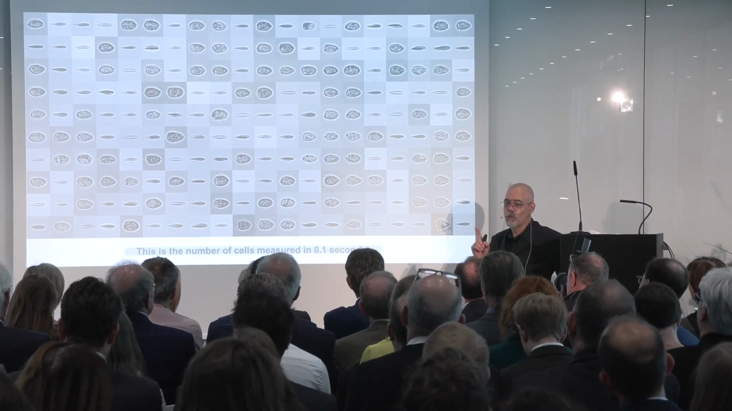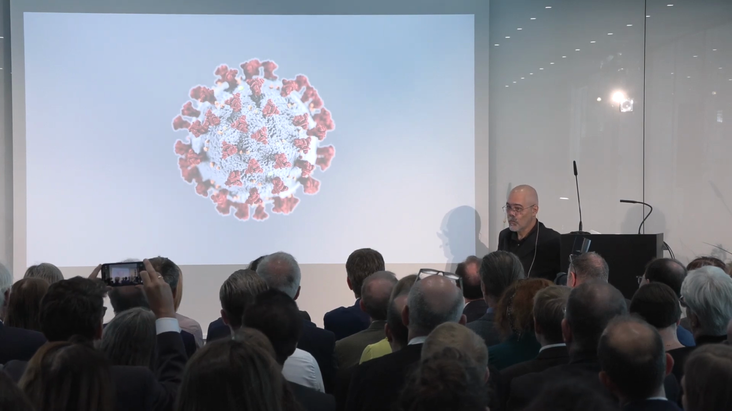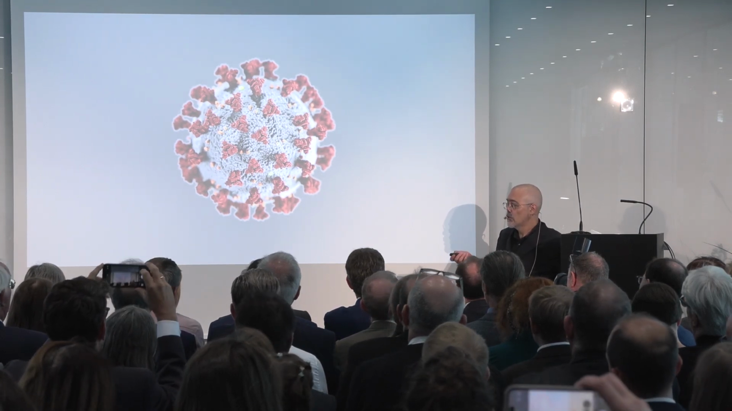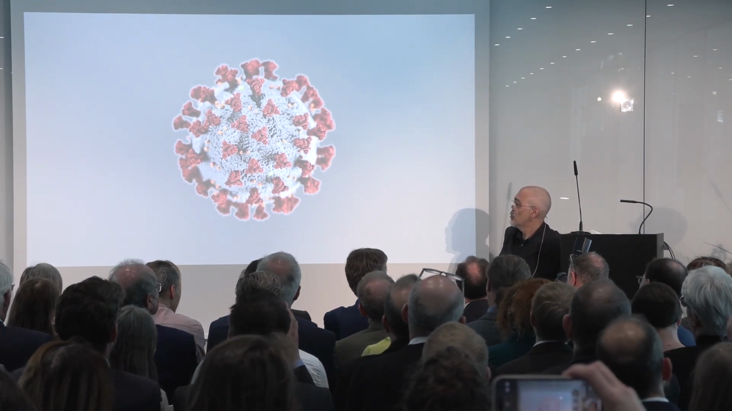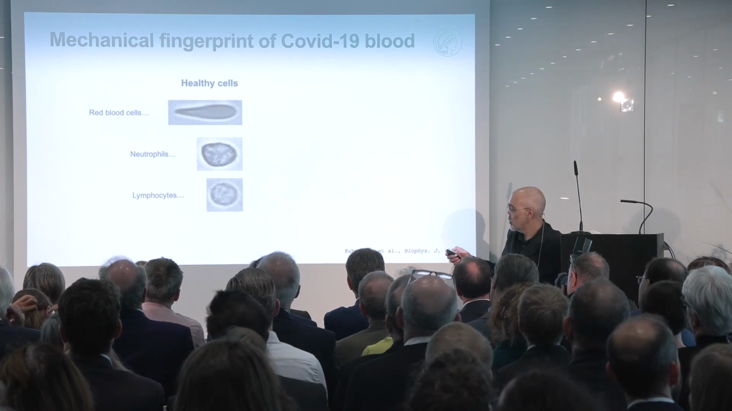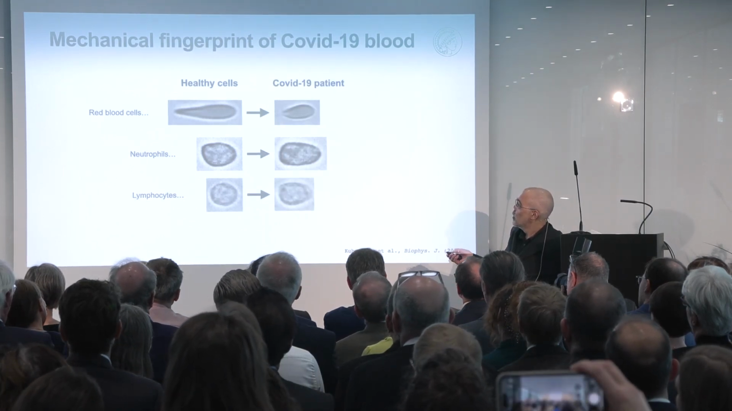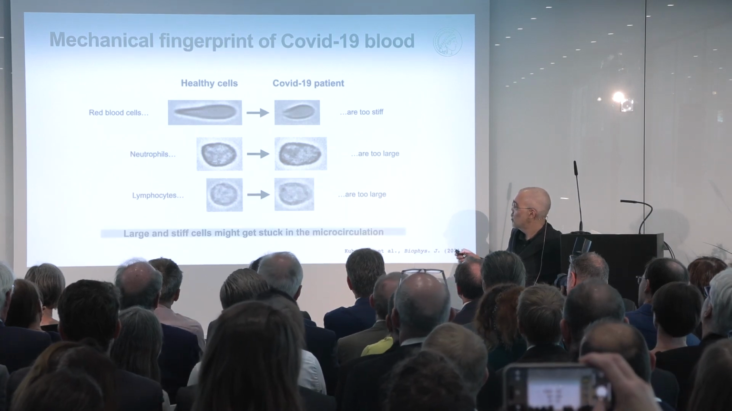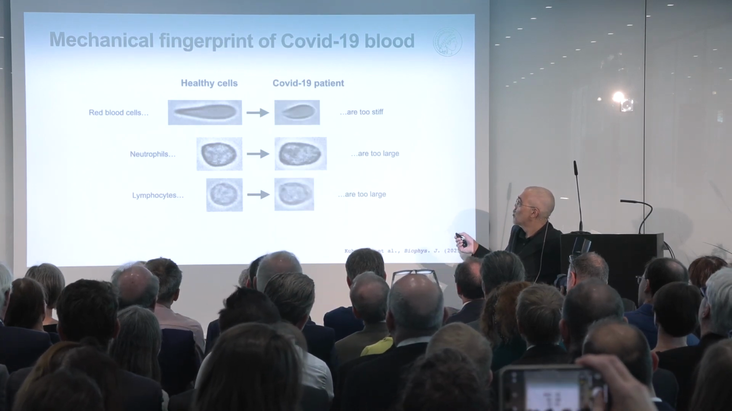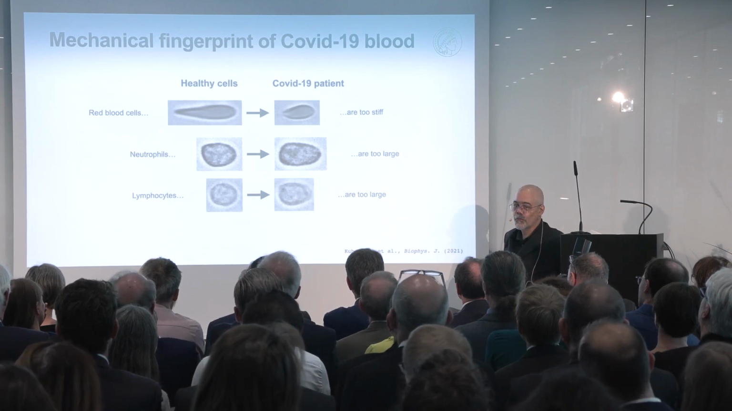And again, I only want to point at one particular application that came up during Corona, because we got access through our clinical partners here to patient samples from COVID-19 acute patients. If you look at the images of healthy cells, red blood cells look like this, neutrophils, lymphocytes, we can identify them. In COVID-19 patients, they looked very different. In particular, red blood cells were too stiff, neutrophils too large, and also the lymphocytes too large.